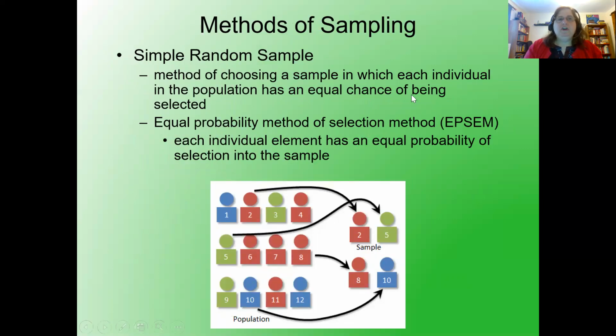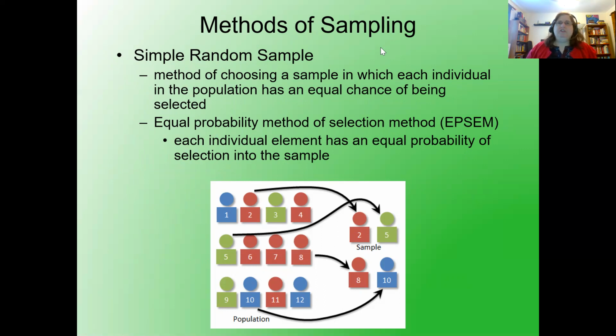So now I want to talk a little bit about different methods of sampling. Okay. So let's start with the simple random sample. This is a method of choosing a sample in which each individual in the population has an equal chance of being selected. And it sometimes is referred to as the equal probability method of selection method, EPSEM. Each individual element has an equal probability of being selected into the sample.